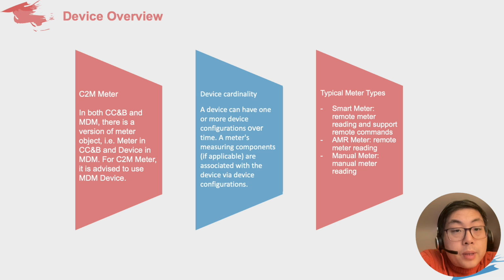Typical meter types. So when we talk about the meters, we can think about a few types. Probably 10 years ago when I started using CCMB, the majority of the meters were manual, because there was no concept of smart meter. There was some concept of AMR meters, where the AMR meters send the meter reads through messaging, and smart meters became more and more popular. There was a smart meter rollout in Europe a few years ago.